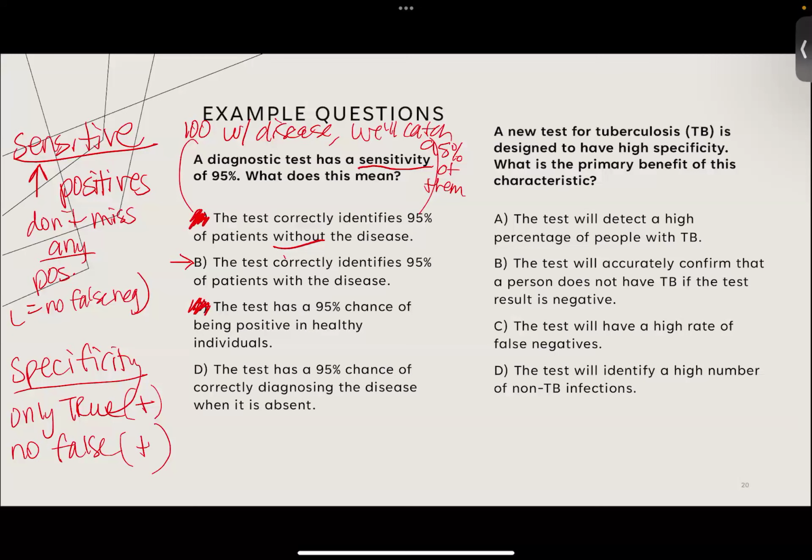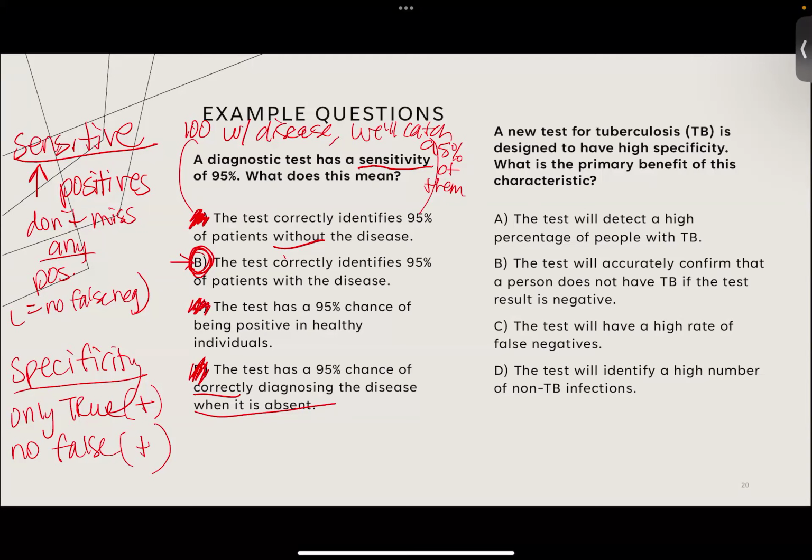That's what's going on here. And so D says the test has a 95% chance of correctly diagnosing the disease when it is absent. How is it correct if you're saying that? It doesn't make any sense. So this one, literally the logic is gone. That's why B is our answer. This is correctly identifying 95% of patients with the disease. It is saying we will call 5% of patients that have the disease negative. 95% of them will be called positive. That's the measure of sensitivity.